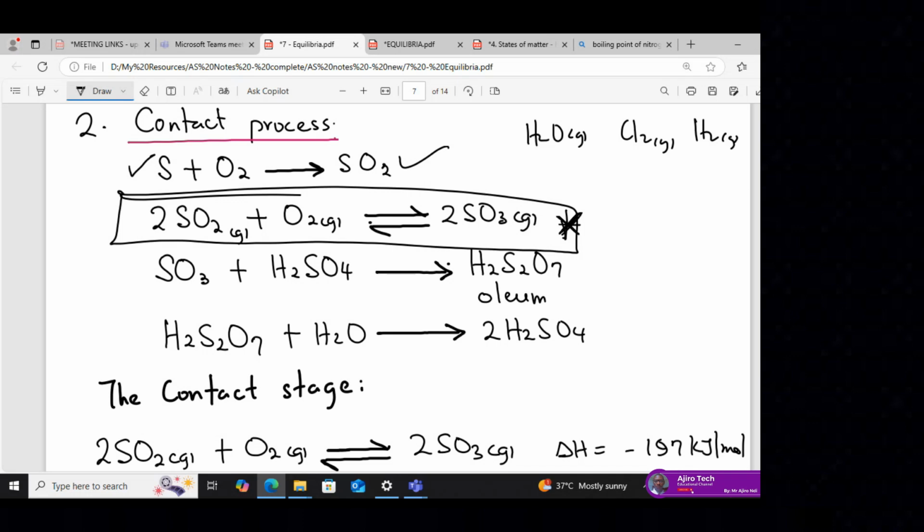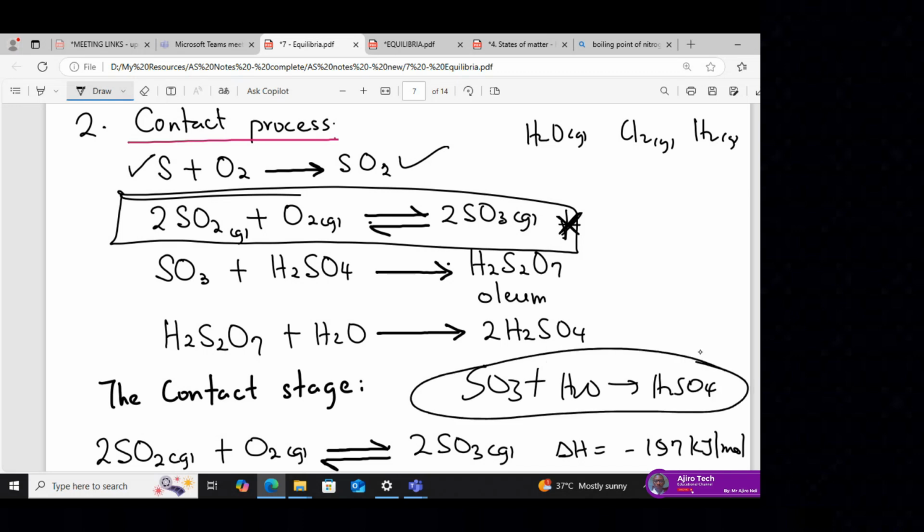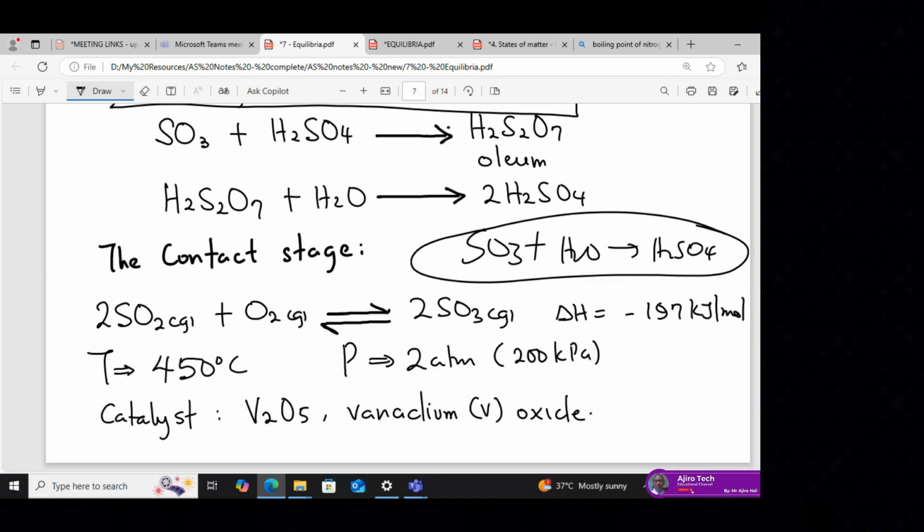SO3 is not dissolved in water. You could have dissolved SO3 in water, you could have done SO3 plus water to give what? H2SO4. But this reaction is too exothermic. You may not be able to control it. Sometimes it goes out of control. To avoid that trouble, we first absorb the SO3 produced in concentrated sulfuric acid to form oleum. Oleum is now dissolved in water to form sulfuric acid. The contact stage is 2SO2 plus O2 to give 2SO3.